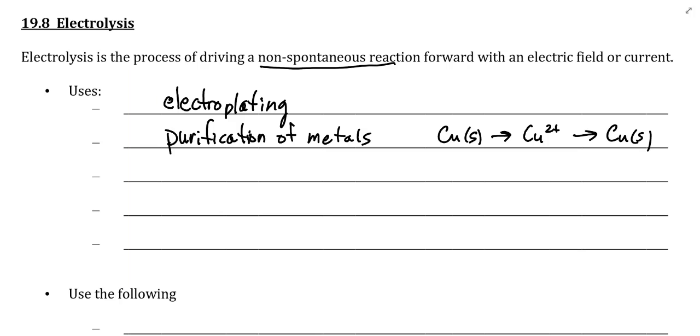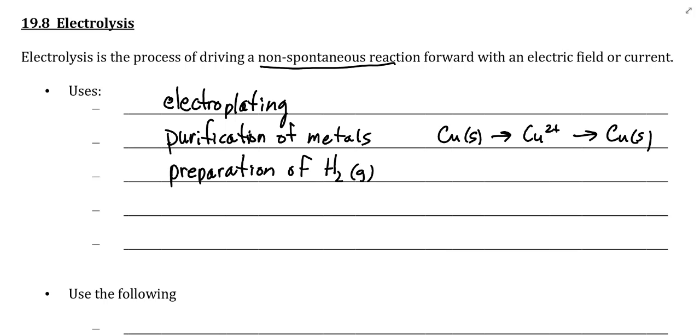Electrolysis can also be used in the purification of metals. For example, some copper solid can be oxidized with a power supply into copper 2+ ions. The copper 2+ ions can then migrate to another electrode made of copper, and the power supply can force the reduction of the copper 2+ ions back onto a different piece of copper. There's a great figure in your book you can check out.